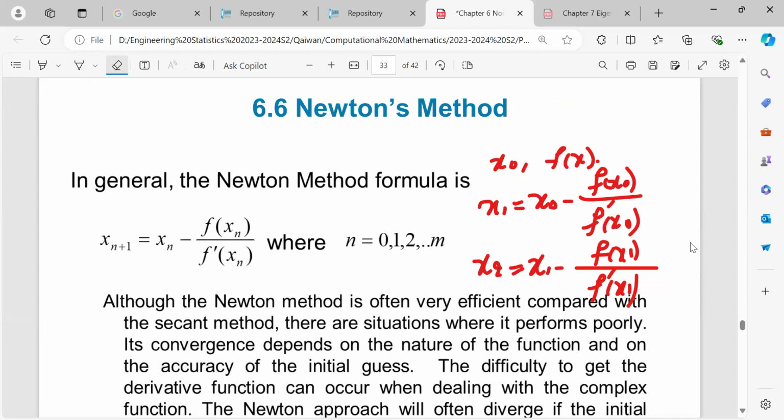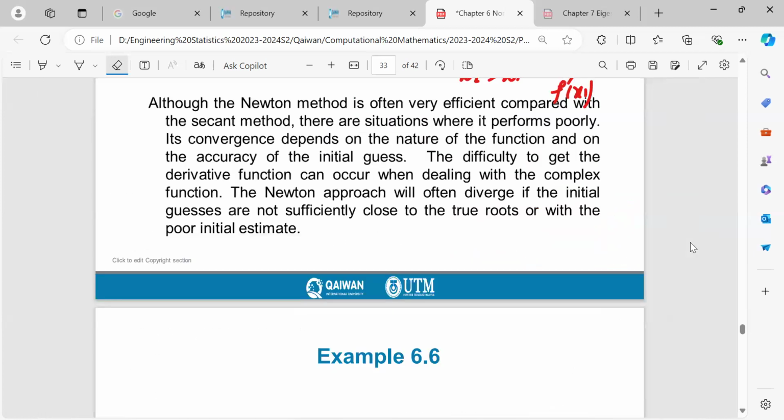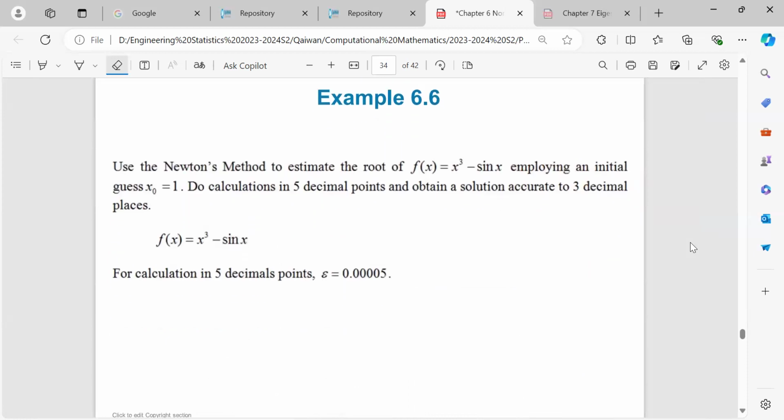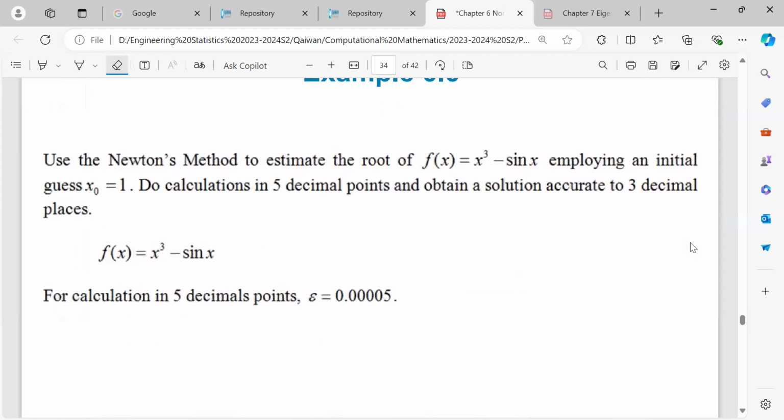And so, for two successive x values, if the absolute value of their difference is less than epsilon, or f of the last x value is less than epsilon, if one of these is satisfied, we stop. Yeah, only the formula is different from the second method. The procedure is the same.